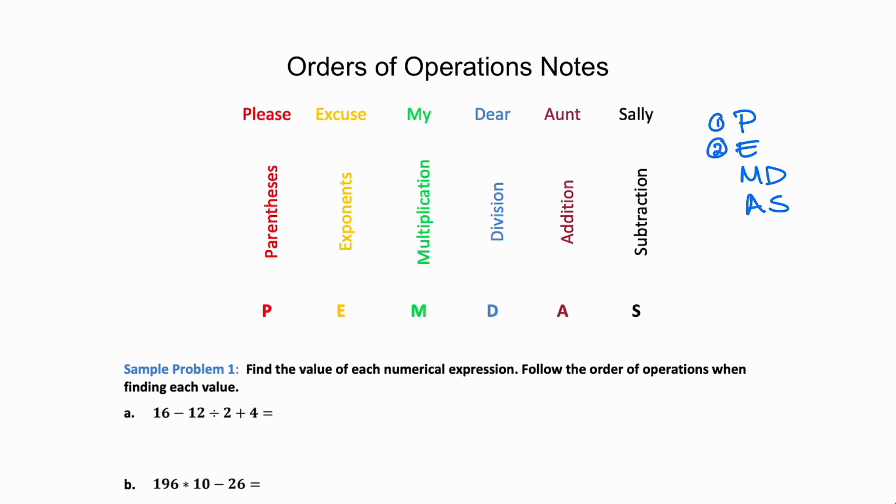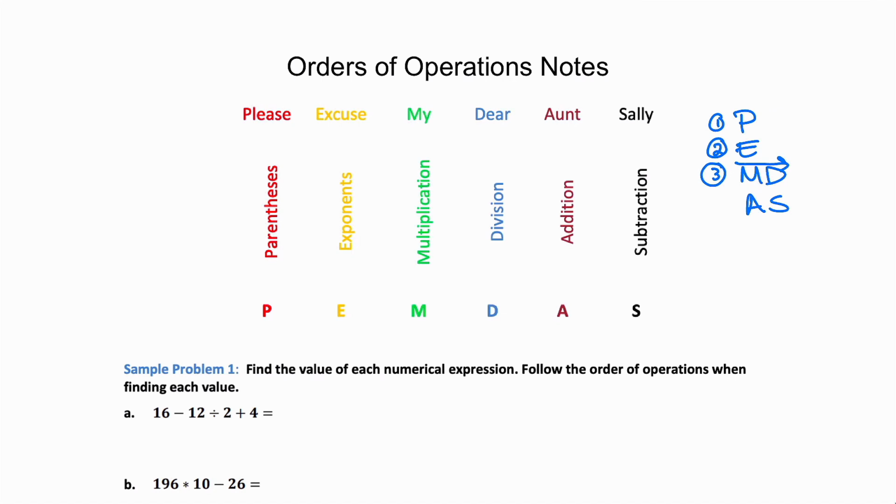And actually, multiplication and division are kind of a tie, right? So it's not like one is more important than the other. So what you're going to do is go from left to right as you see them in the problem, not as you see them here, right? Because over here it looked like multiplication always first and then division. No, no, no. It's whatever you see on your problem, you're going to go from left to right.